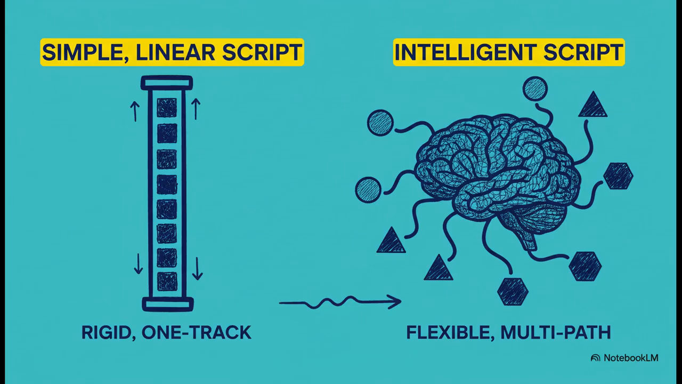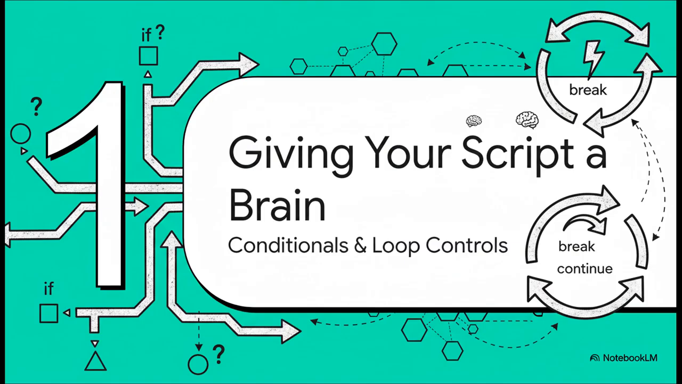In this explainer, we are leaving those simple linear scripts behind. We're going to give our scripts the tools they need to build real, intelligent logic right into the code. Okay, so let's get right into it. This brain we're building really comes down to two main ideas. Conditionals, your if and else statements, and loop controls, which are break and continue. These are the things that are going to make our automation smart, safe, and way more efficient.